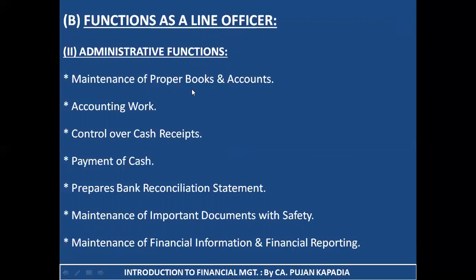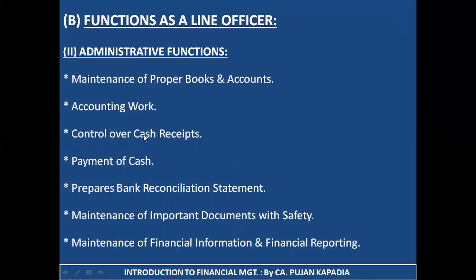First is maintenance of proper books and accounts. The finance manager needs to maintain each and every piece of financial information with respect to accounts. So you need to see that proper books of accounts are maintained, as is necessary from the viewpoint of a particular business. Second is looking after the accounting work. You need to ensure that proper accounting is done for each and every transaction which takes place on a day-to-day basis. So the second function under the administrative head is accounting work.